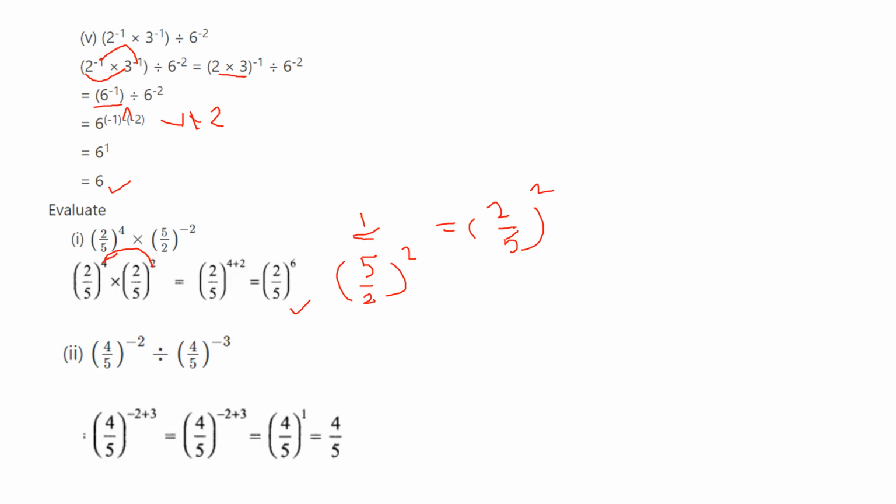Next, 4 by 5 whole to the power minus 2 divided by 4 by 5 whole to the power minus 3. Already we know the formula. Divided, base equal means powers you can subtract. So minus 2 minus of minus 3. That means minus into minus here plus. So minus 2 plus 3 we get. 4 by 5 to the power minus 2 plus 3, means greater number. First subtract the numbers, 3 minus 2, 1. What is the greatest number here? That has the plus sign. So 4 by 5 whole to the power 1. That means 4 by 5 is the answer.